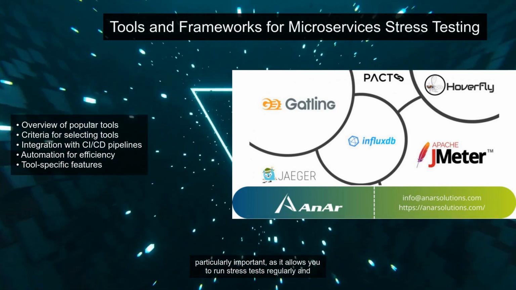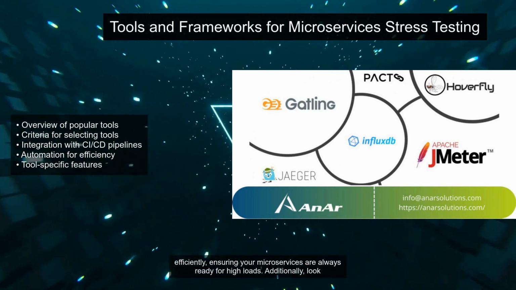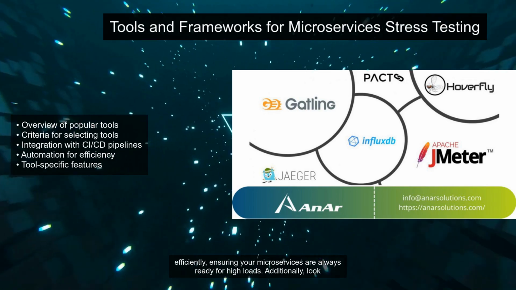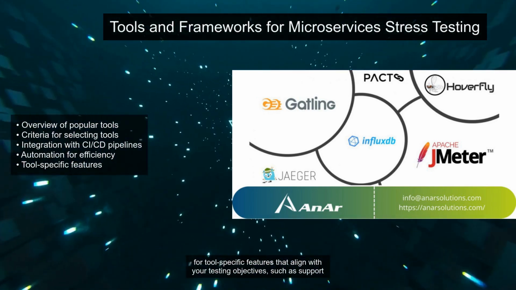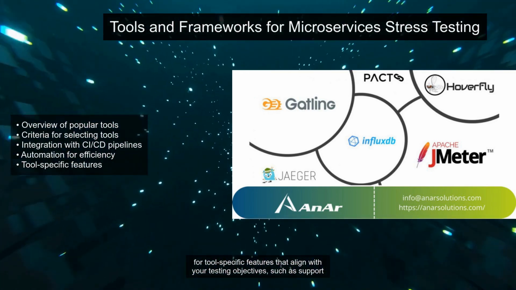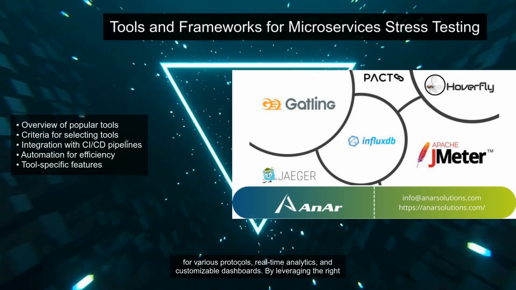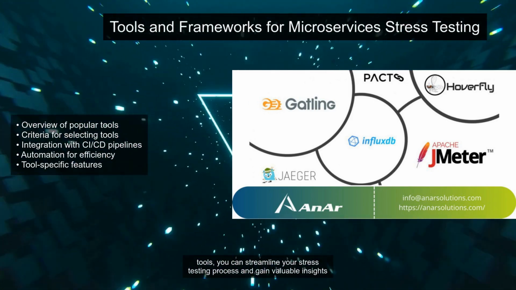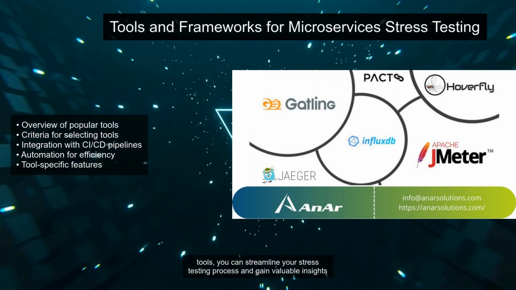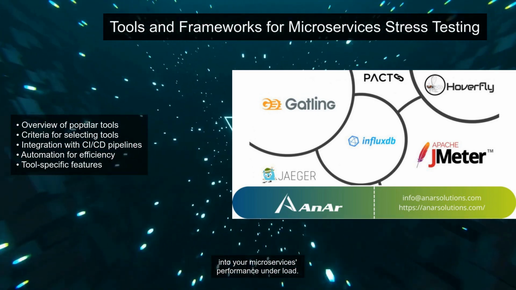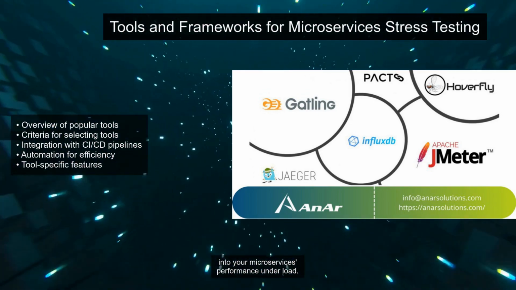Automation is particularly important, as it allows you to run stress tests regularly and efficiently, ensuring your microservices are always ready for high loads. Additionally, look for tool-specific features that align with your testing objectives, such as support for various protocols, real-time analytics, and customizable dashboards. By leveraging the right tools, you can streamline your stress testing process and gain valuable insights into your microservices' performance under load.